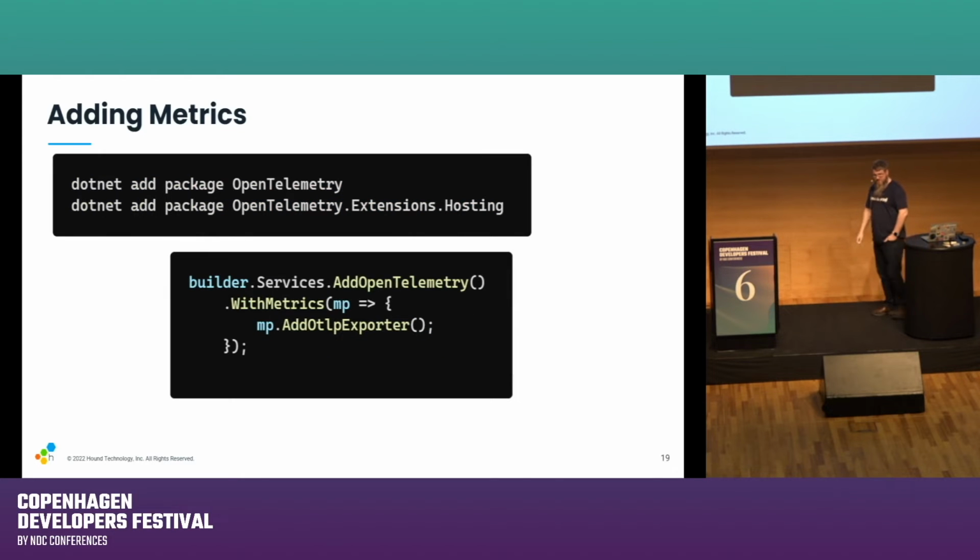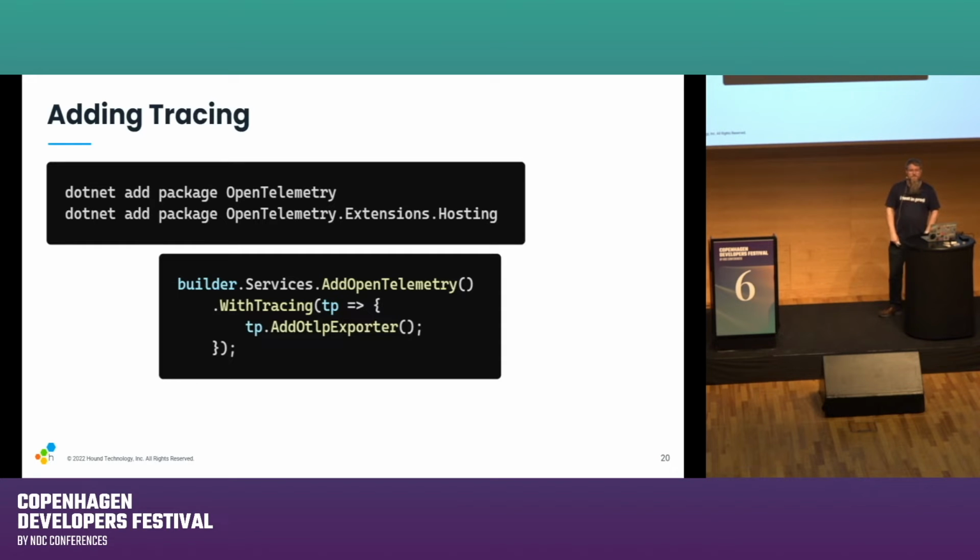Metrics, similar thing. Because metrics is stable, there are no pre-release flags. And the same thing, we add OpenTelemetry to our service collection. We say with tracing, and then we add the OTLP exporter. It's getting boring now, isn't it? It's the same thing. With metrics, add OTLP. Wrong way around. You get the idea.